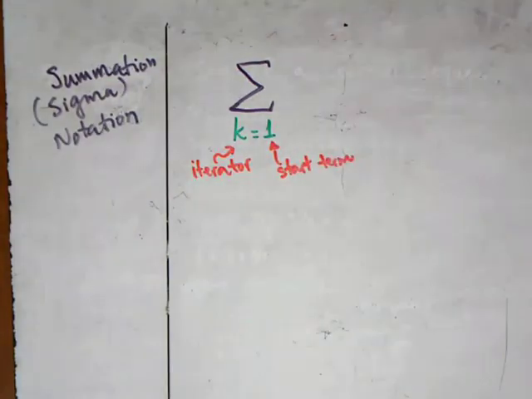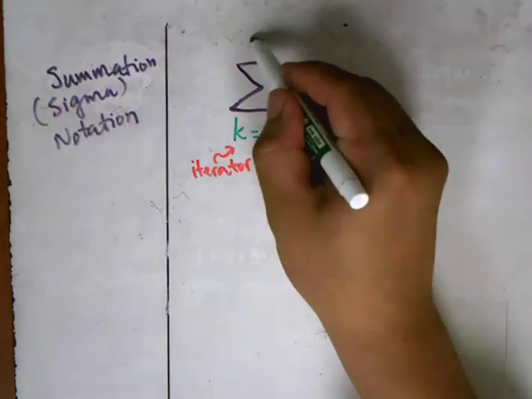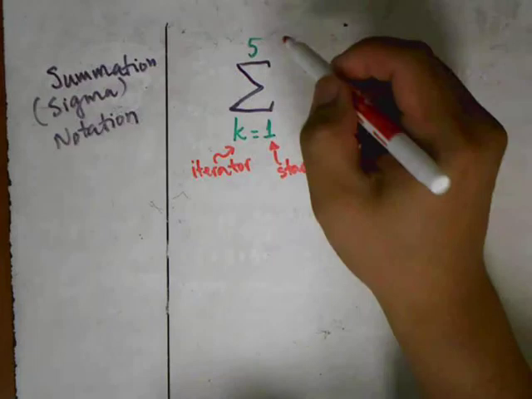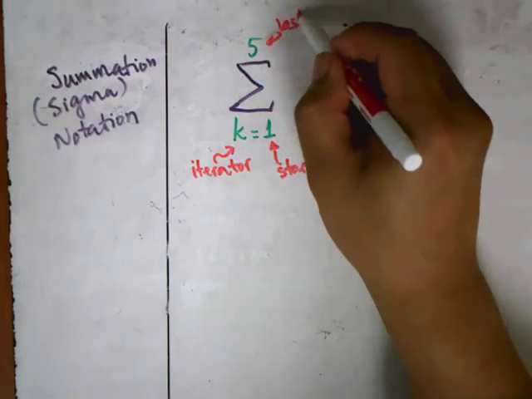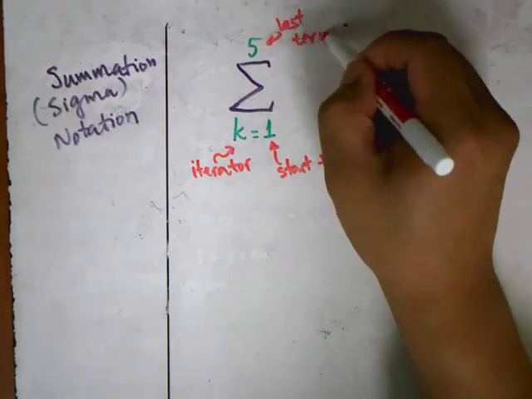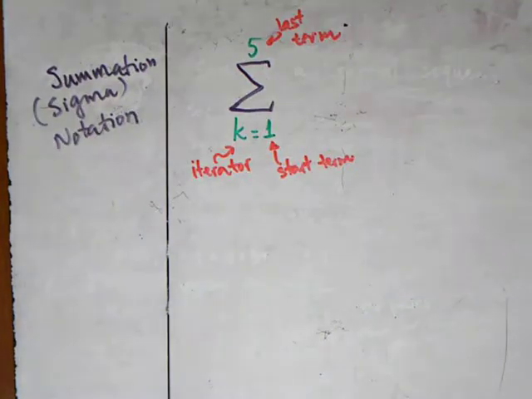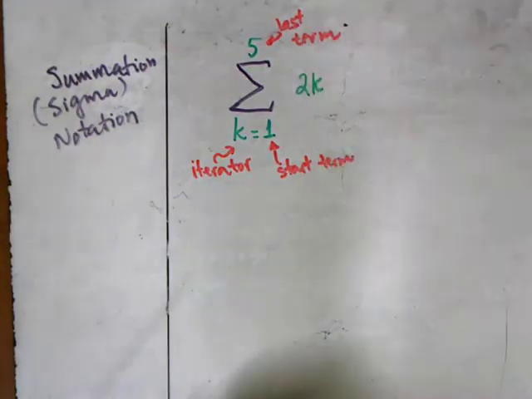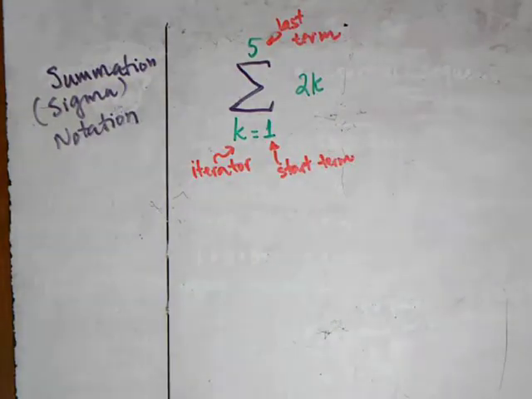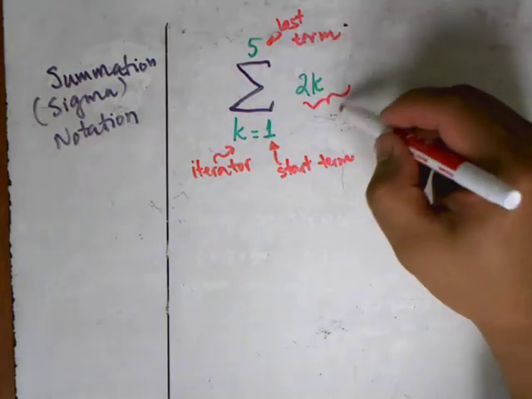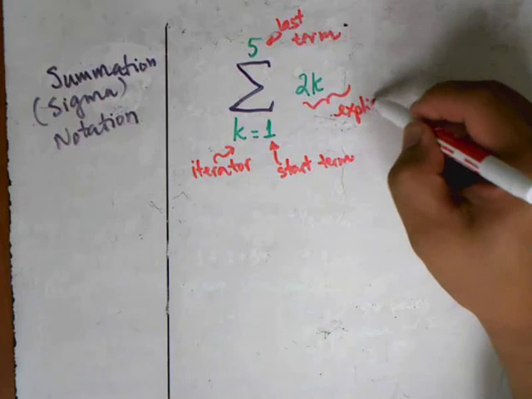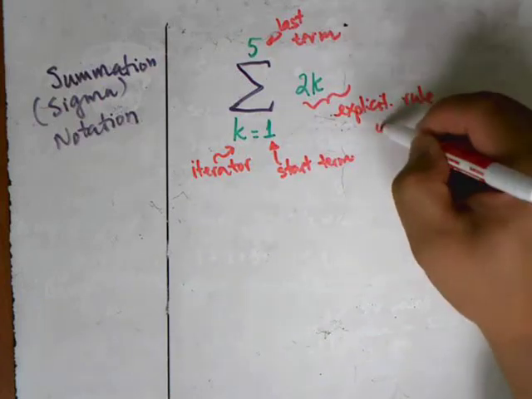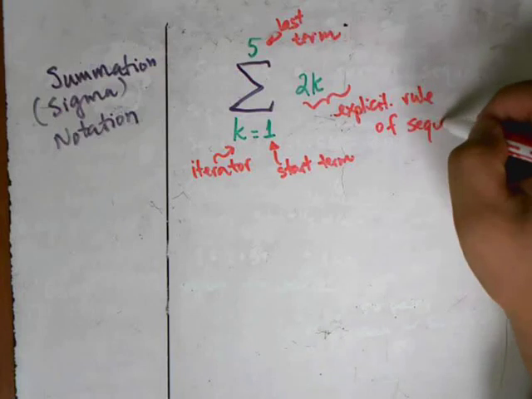And then we also have some number that goes above the sigma symbol. In this case, I'll just use 5. This is the last or the ending term. And finally, we have some expression here. I'll make something up. We'll just use 2k as our example. And this is the explicit definition or the explicit rule of the sequence.